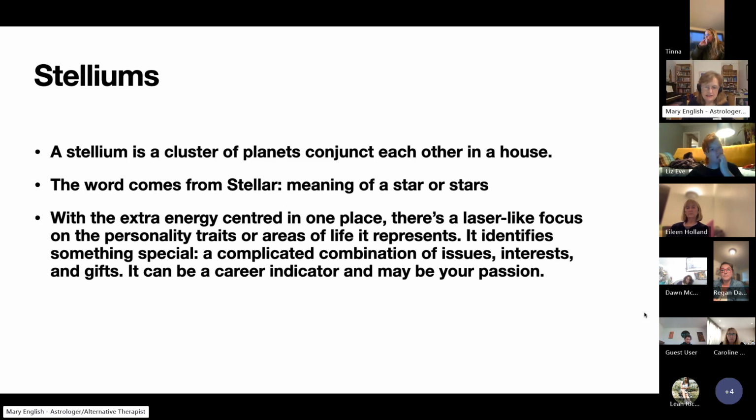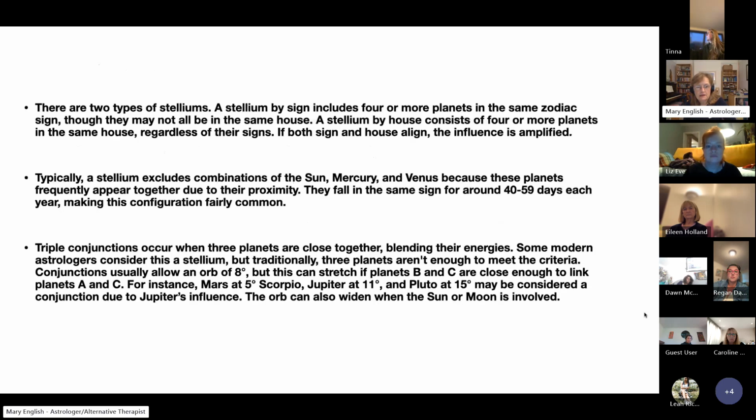With the extra energy centered into one place, there's a laser-like focus on the personality traits or area of life it represents. It identifies something special, a complicated combination of issues, interests, and gifts. It can be a career indicator, and it may be your passion. Now, there are 2 types of stelliums.